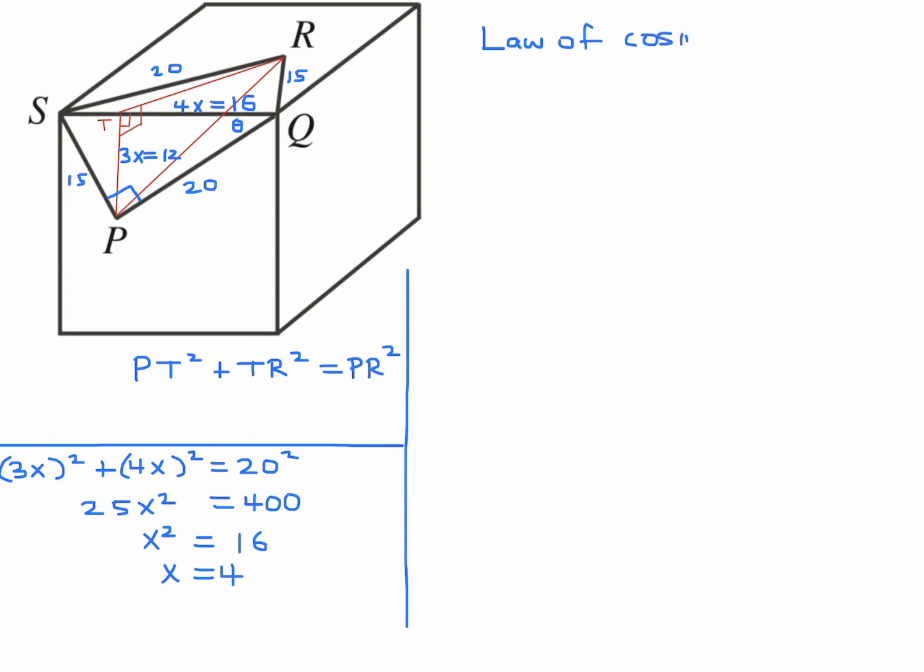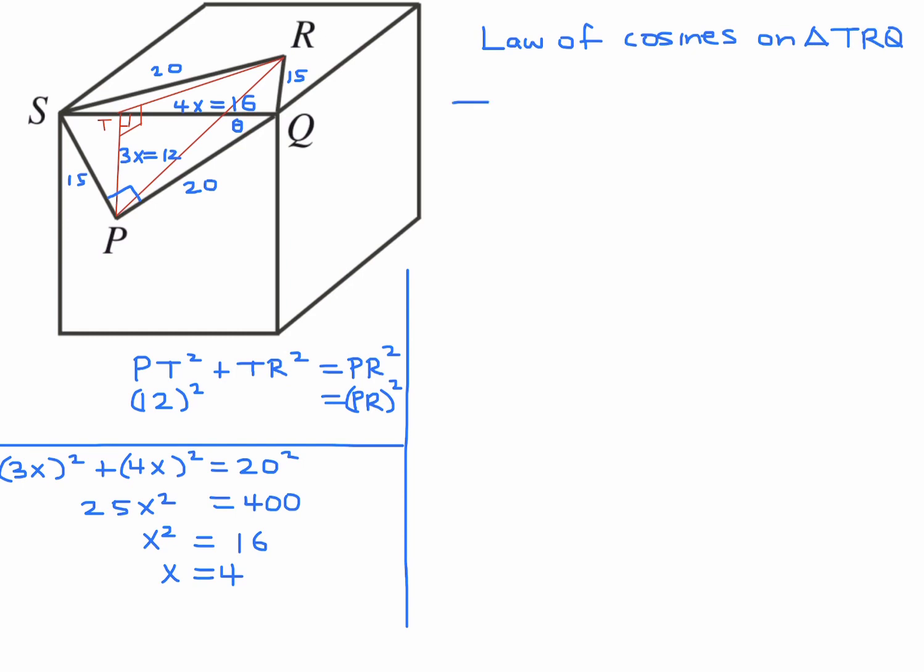And the law of cosines will help us figure out TR, because TP we've already got. PT right here is 12 squared. So that's part of the puzzle to figure out PR squared. The other part of the puzzle, of course, is TR. To figure out TR, we have to use the law of cosines. And we're doing it on this triangle right here, TRQ, that triangle. Law of cosines on triangle TRQ.